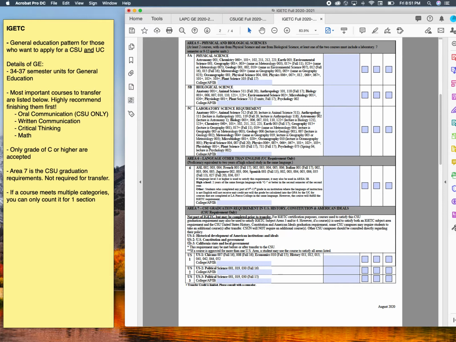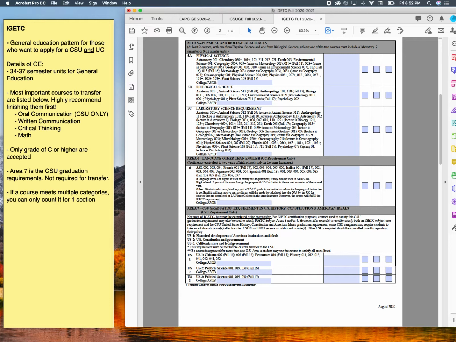But do you have to do this for IGETC? Absolutely not. If you're only applying for the UC, should you do this? I don't recommend it because the UCs do not require this. It's only for students that are also considering the Cal States. I recommend you do this. It is not required to transfer. You could always do it up there at the 4-year institutions, but we often recommend you try to do it here because it'll save you money.